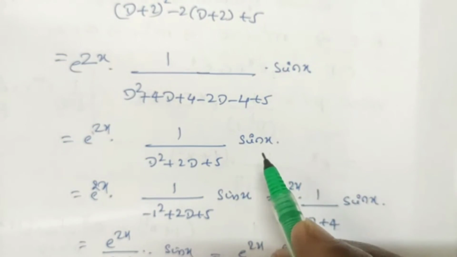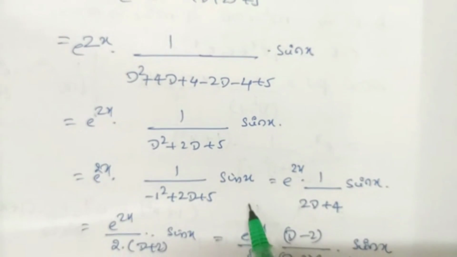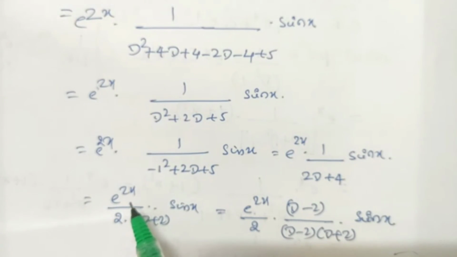Now for the particular integral of 1 by f of d square of sin ax, you replace d square by minus 1 square. So that is 1 divided by minus 1 square plus 2d plus 5 into sin x. So it is e raised to 2x, 1 divided by 2d plus 4, since minus 1 plus 5 is plus 4, into sin x. Taking 2 common, it is e raised to 2x divided by 2 into 1 by d plus 2 sin x. Now you have to multiply and divide by the conjugate of d plus 2, that is d minus 2, divided by d minus 2 into d plus 2 sin x.